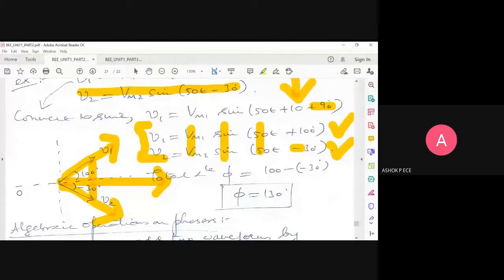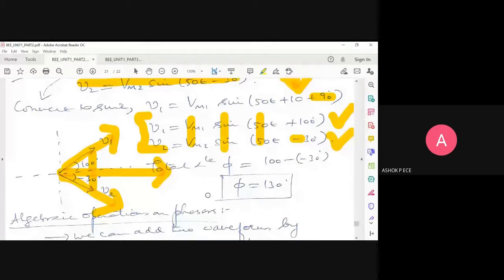So now what is the phase angle between V1 and V2? 130, sir. It is 130 or 70? Just because I've written 130, it need not be right. It is 130 or 70. 130 will be good. Yes.